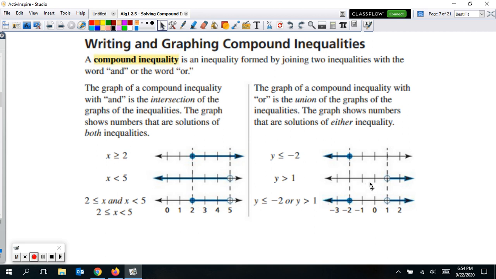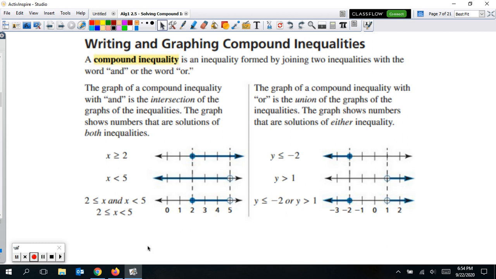Now the other one over here, where it's going the opposite direction, you still have the two holes, but instead of being between, the shading's now in opposite directions. This one's a union, or we would use the word "or" in this one. We're going to see the word "or" in our statement, this inequality or that one.